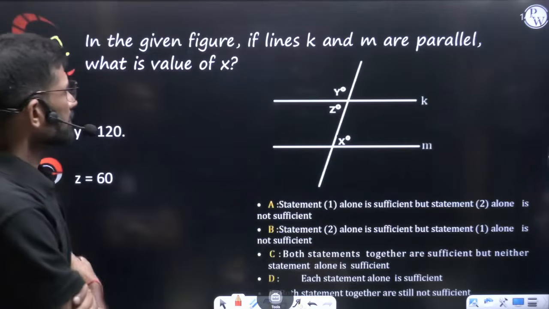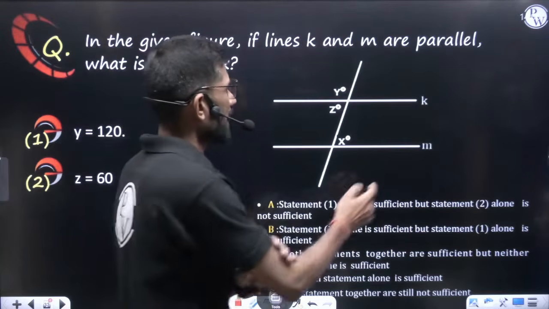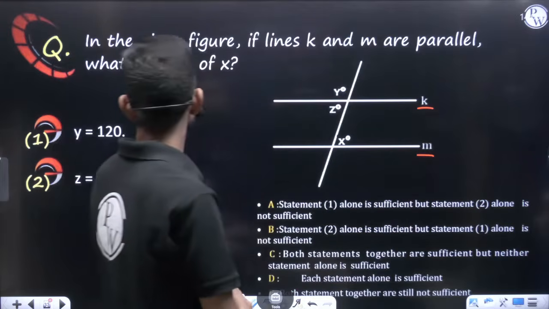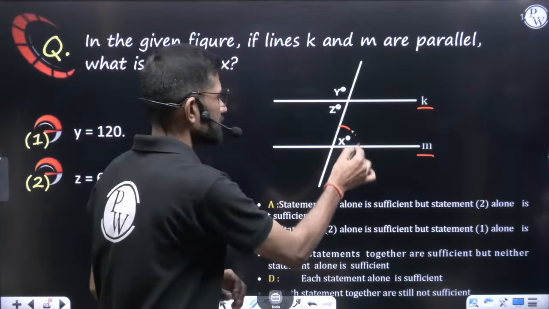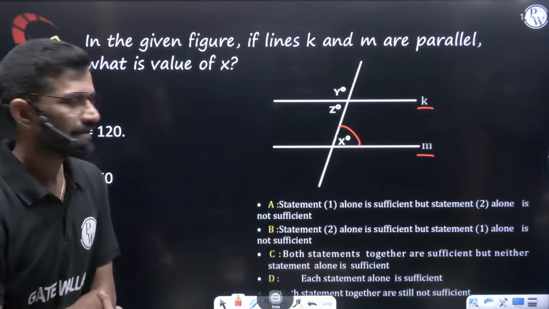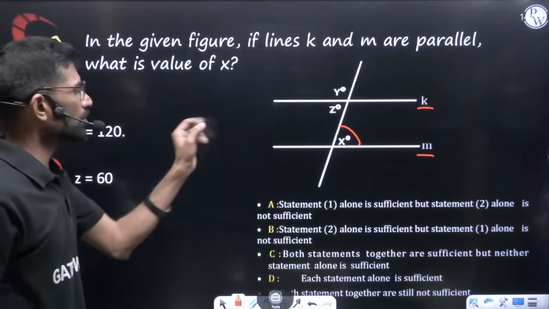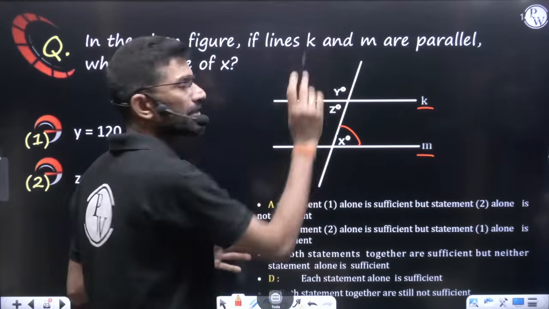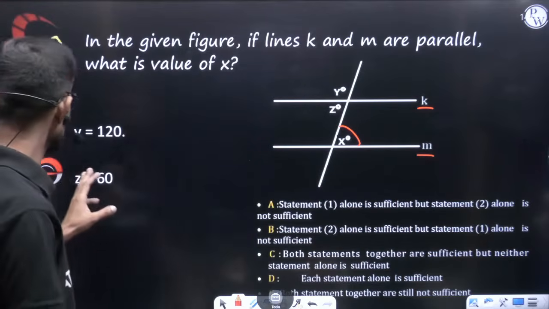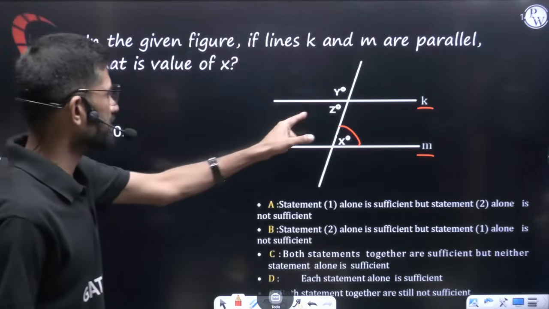In the given figure, if lines K and M are parallel, K and M are the parallel lines, what is the value of X? This value they are asking you. What is the value of X? First statement they say Y is equal to 120. Here Y value they gave 120. Okay, Y angle as 120 degrees. Second statement, Z value is given as 60 degrees.